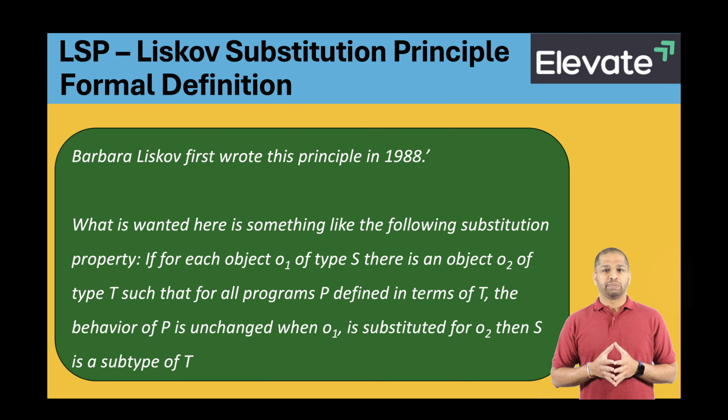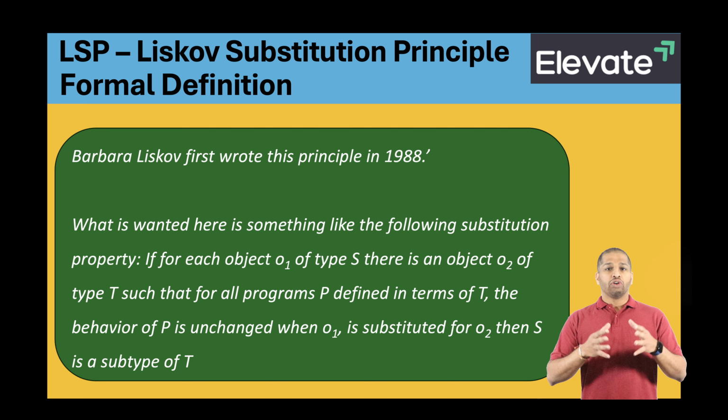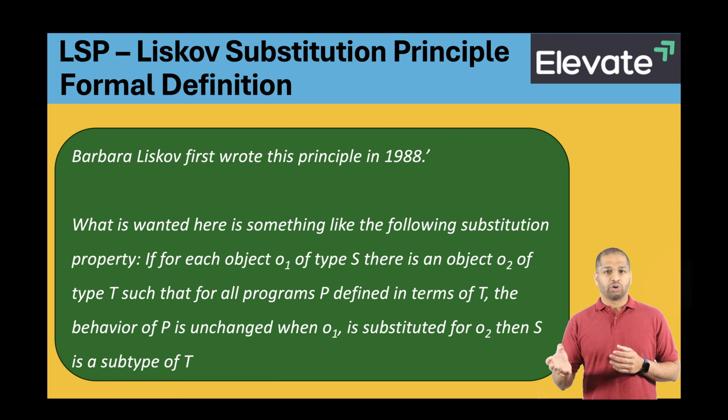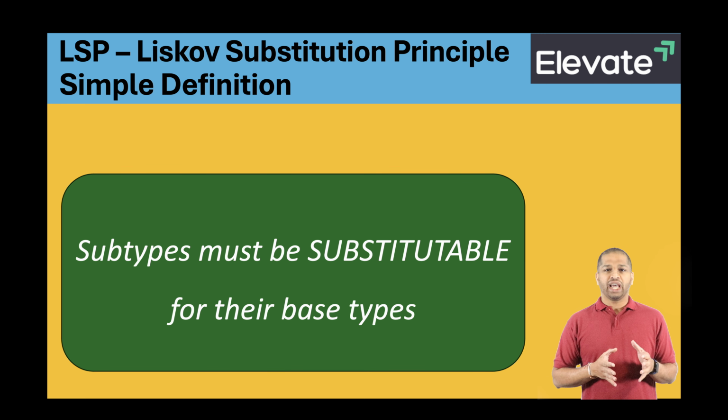The formal definition of LSP, as Barbara Liskov first wrote this principle in 1988, was like this. What is wanted here is something like the following substitution property. If for each object O1 of type S, there is an object O2 of type T, such that for all programs P defined in terms of T, the behavior of P is unchanged when O1 is substituted for O2, then S is a subtype of T. This is highly mathematical, so we will see the simpler version. Subtypes must be substitutable for their base types.